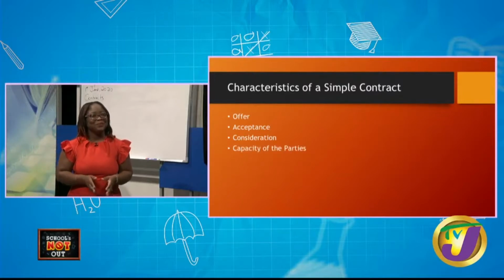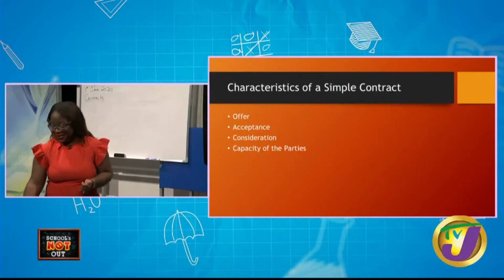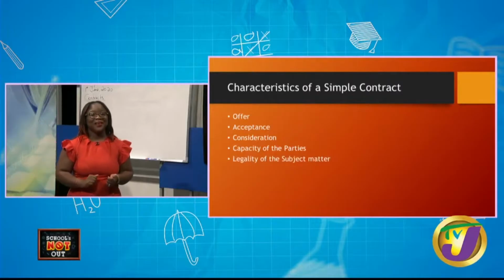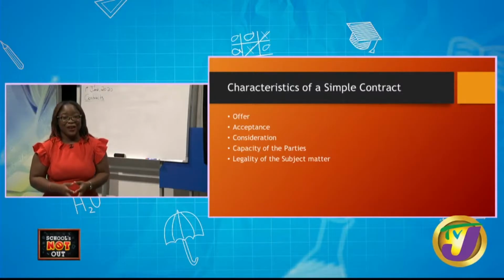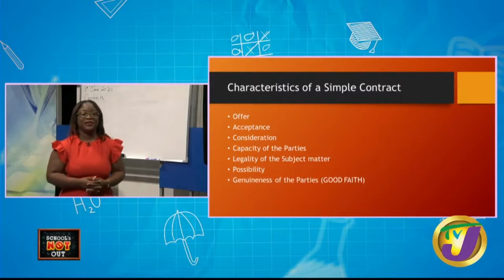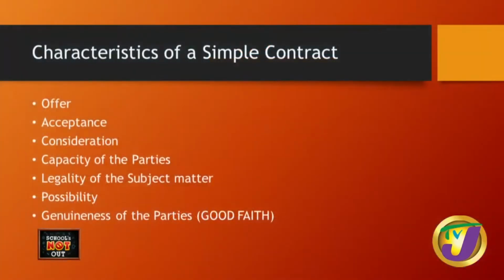Capacity of the parties. I wonder if we have any clue as to what that might mean. Legality of the subject matter. If you think about this term, you might have some ideas running through your mind right now, but we'll look at this one too. The legality of the matter on which we have engaged in a contract, about possibility and genuineness of the parties, or you may hear the term good faith being expressed in relation to genuineness of the parties. So we're going to break down each characteristic of our simple contract today, and we're going to be looking at some things that we often confuse with some of these characteristics. We're going to break these down so that we're absolutely clear on what these characteristics involve. So let's get started with an offer.